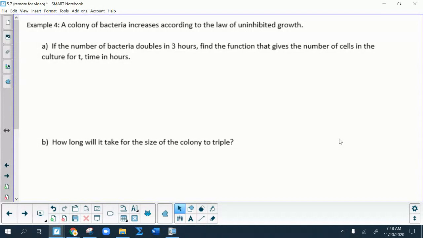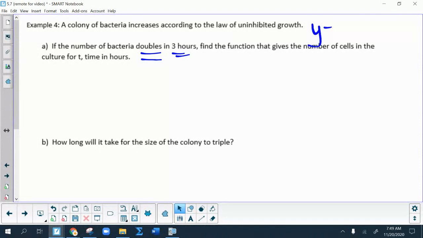Oh, shoot, nope, we're not done. I was thinking we were done. All right, here we go. Hopefully this one's a little bit easier now. A colony of bacteria increases according to the law of uninhibited growth. That just means our growth and decay model that we're talking about today. If the number of bacteria doubles in 3 hours, find the function that gives the number of cells in the culture for t. So we just want to make a function.